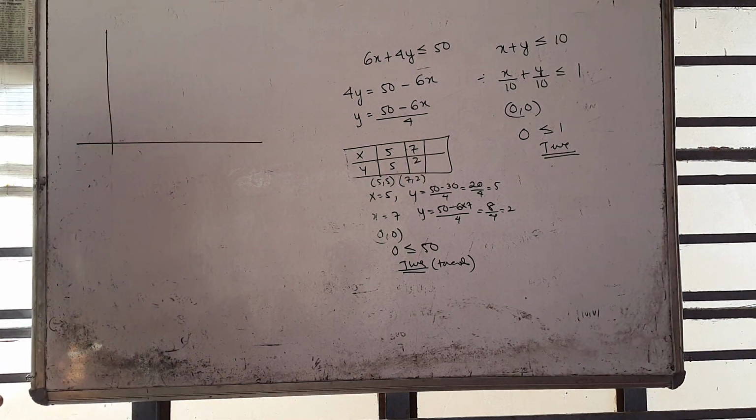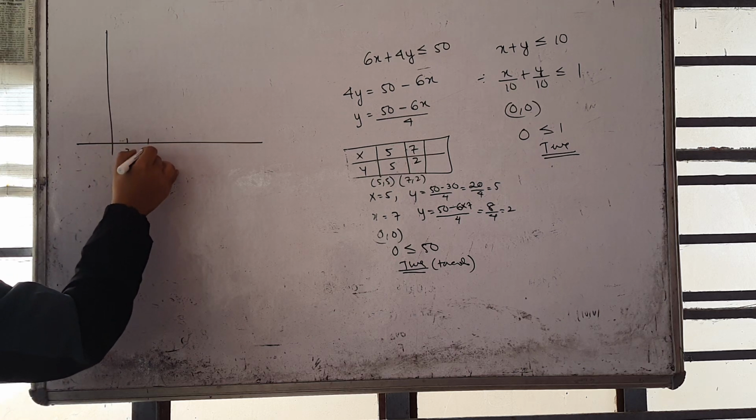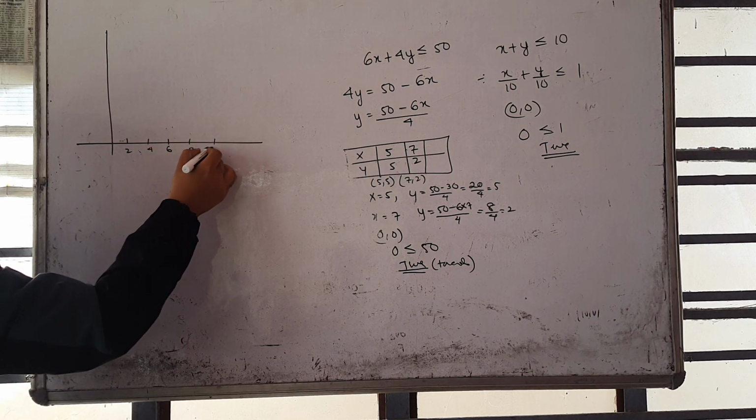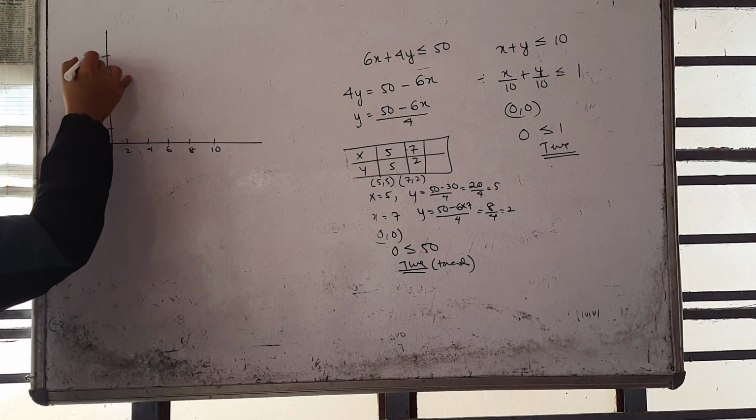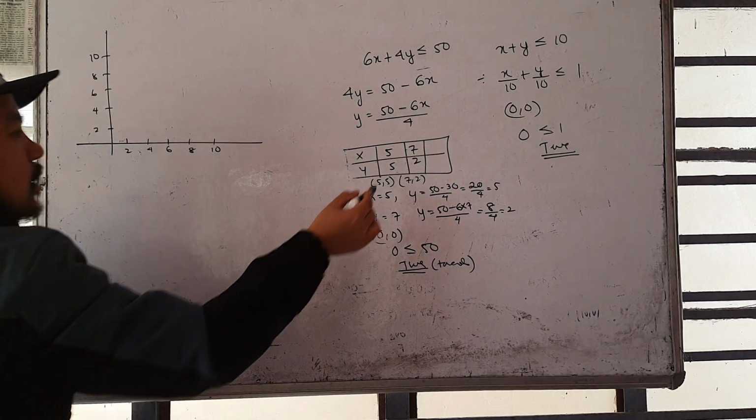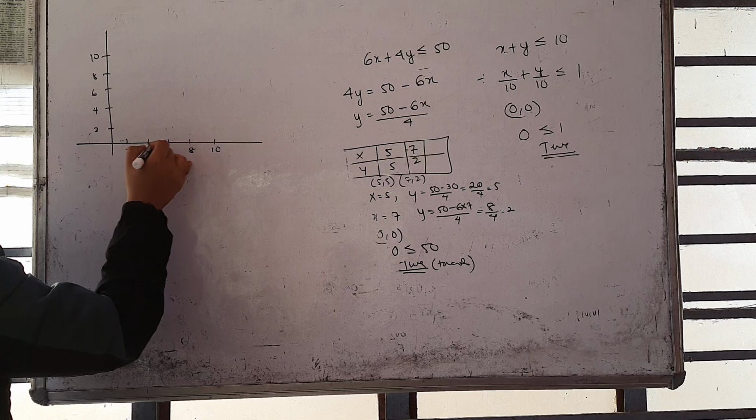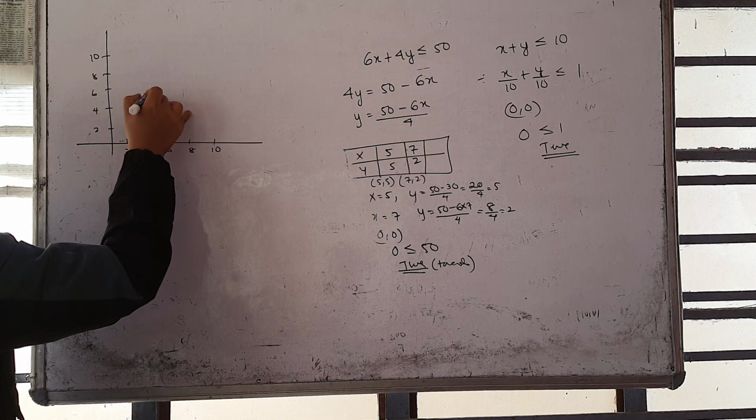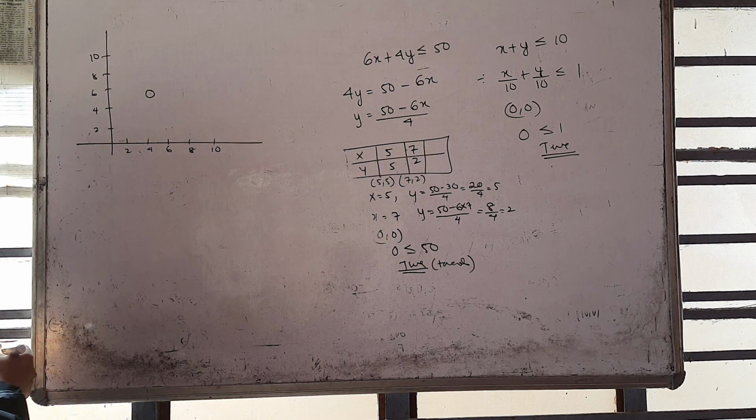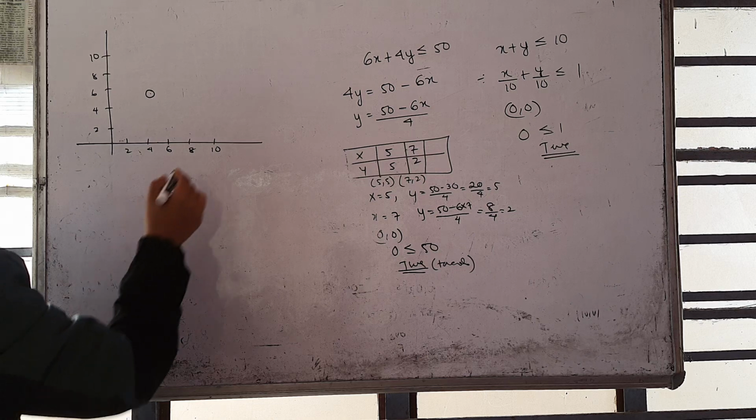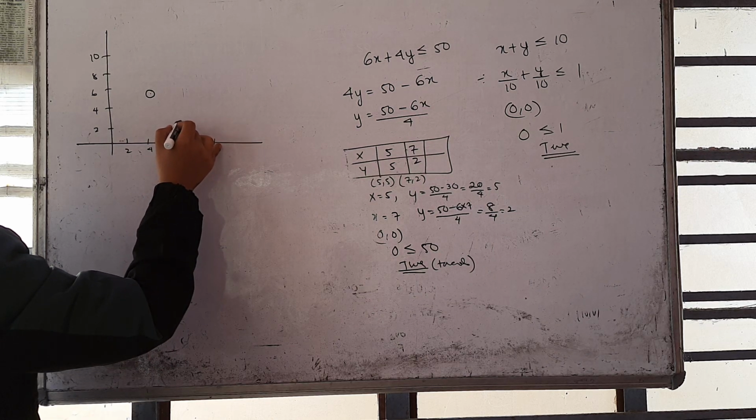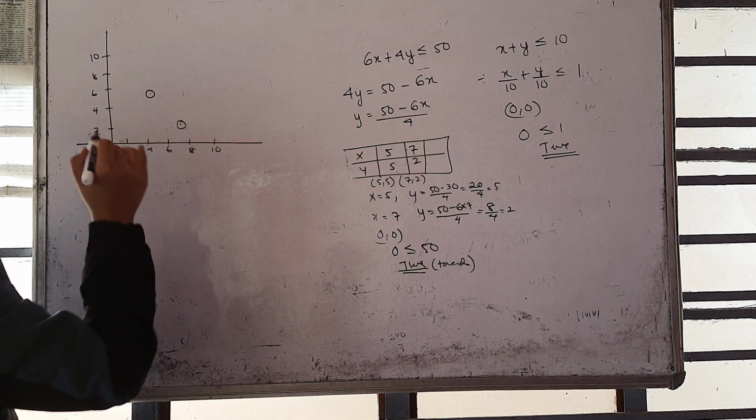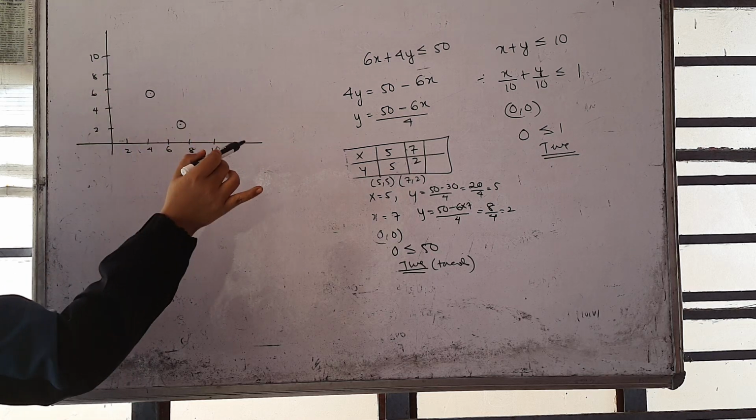I'll make a rough one. Okay. 2, 4, 6, 8, 10. Now the first one is what? (5, 5). So this is 4 and 5, so (5, 5) will be out here. Yes or no? Then next we have 7. x is 7, so 6 and 7. (7, 2) is somewhere out here. Isn't it? So we are drawing it roughly.